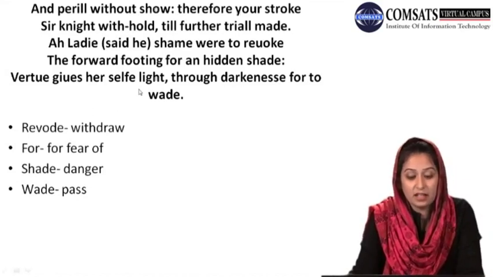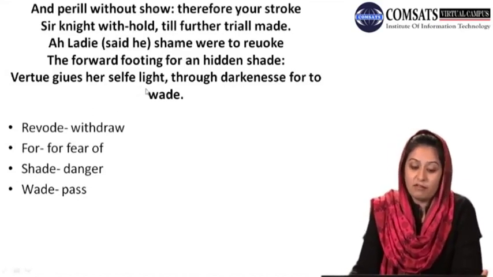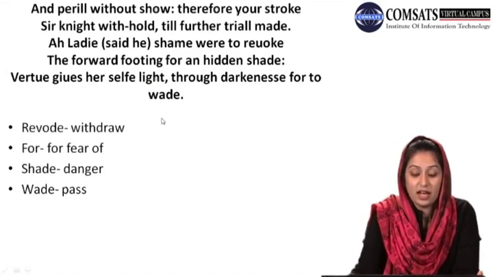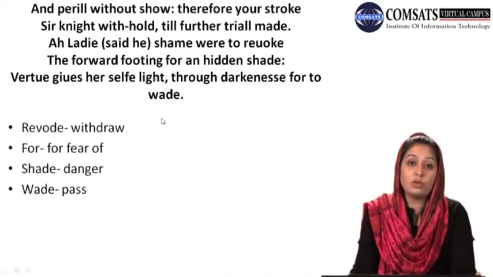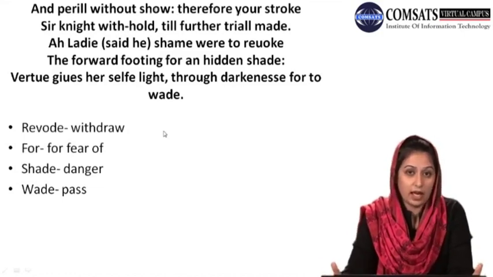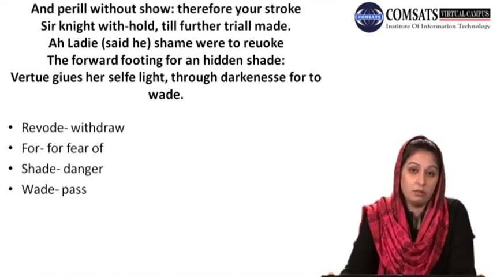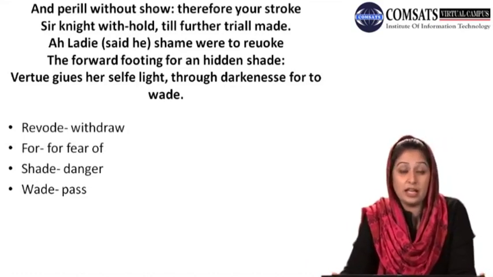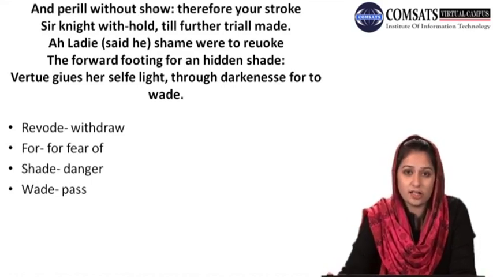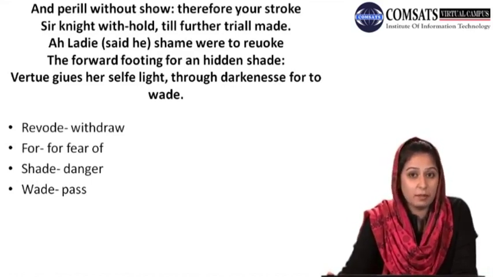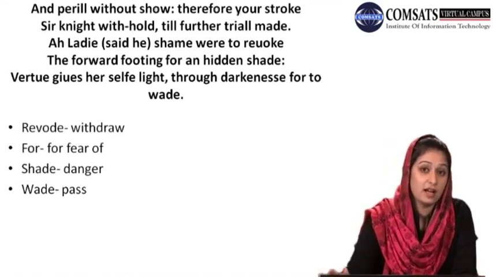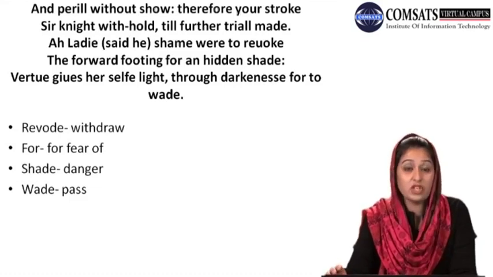Virtue gives herself light through darkness for to wade. That it is through darkness that virtue gains light or receives light. So at every step, हर पॉइंट पर जिंदगी में अगर कोई अच्छाई है तो उसके साथ बुराई है. रोशनी का तो हमें तभी पता चलता है ना जब वहां पर डार्कनेस भी हो. अगर डार्कनेस का कोई कॉन्सेप्ट नहीं हो तो रोशनी का कैसे पता चलेगा. इसी तरह से अगर सफेद है तो स्याह का कैसे पता चलेगा. तो सफेद और स्याह एक combination हैं in this world.